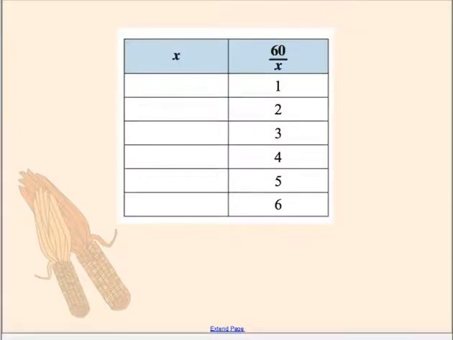Maybe we're given something like a table, where I don't know the inputs x, but I do know the outputs, and I know the function 60 over x. So what x value would give me 1 as an output? Well, the only way to get 1 as an output is 60 over 60. So my input must have been 60. We're trying to find that number, to figure out what my input was.